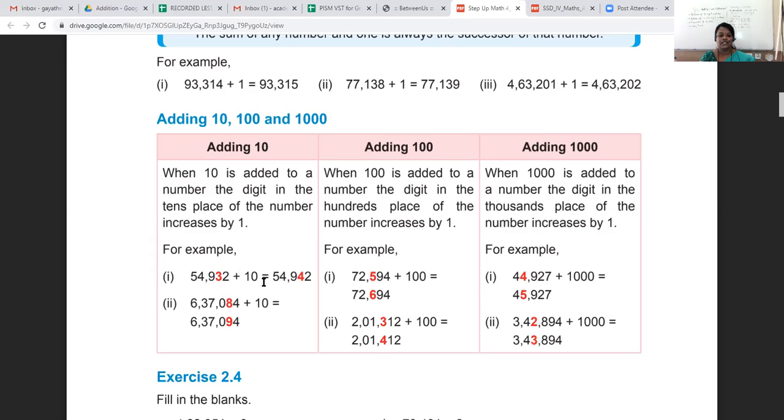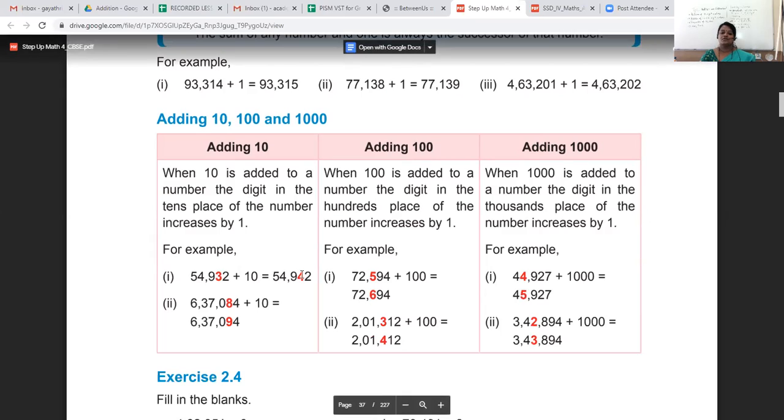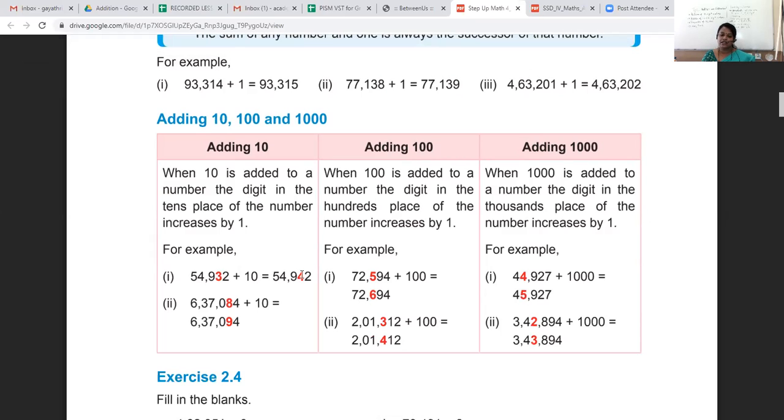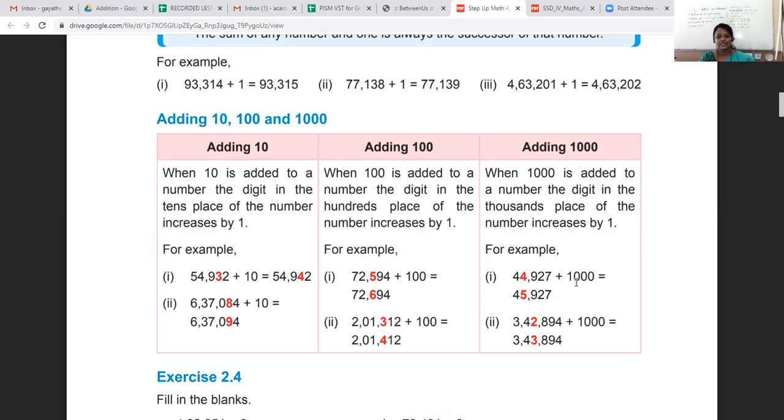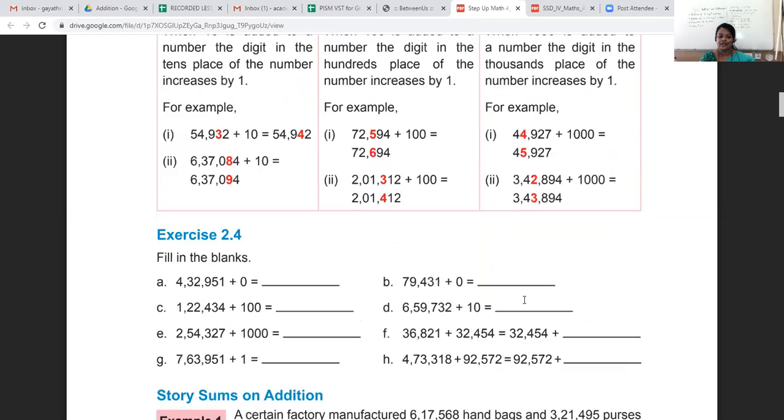For example, 54,932 when added with 10, the 3 would be increased by 1 since it is in the tens position. So the answer would result as 54,942. 72,594 plus 100, the hundreds place is increased by 1, resulting in 72,694. 44,927 plus 1,000 results in 45,927, where 4 is increased to the next digit, that is 5.